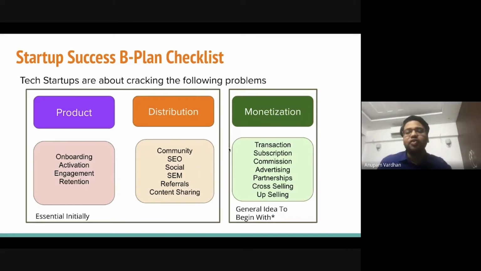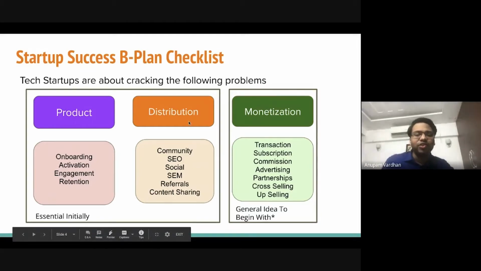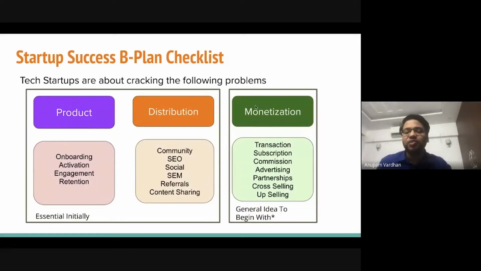Then you have, this is essential. When you're building your B plan, thinking about these things is essential. So how do you crack these problems, right? And if you can think about monetization models, that's great. Now, if your product is entirely about people buying stuff from your platform or people subscribing for a service, then you absolutely need to think of these things initially.